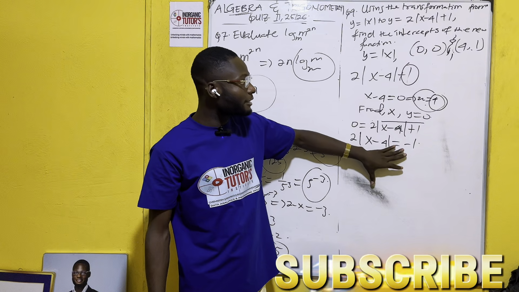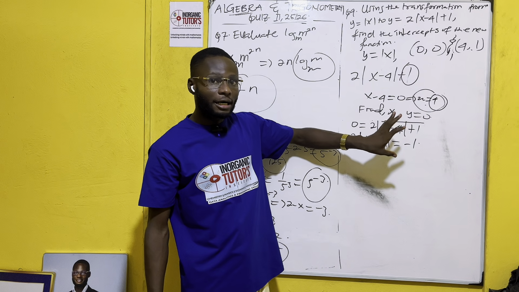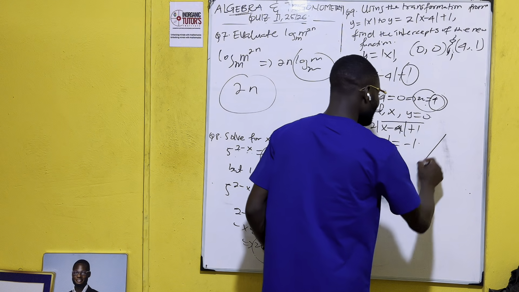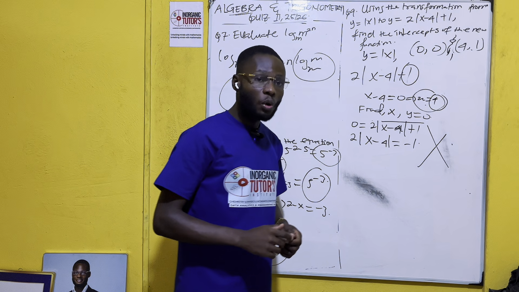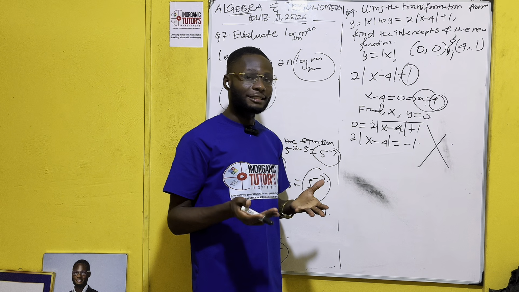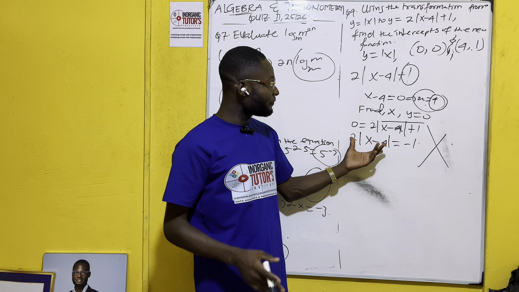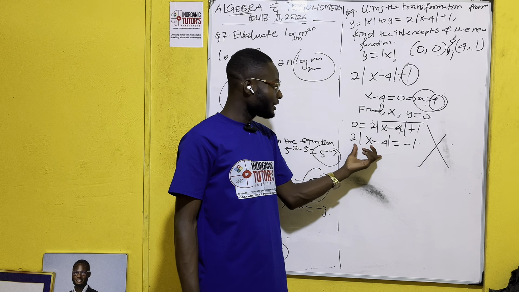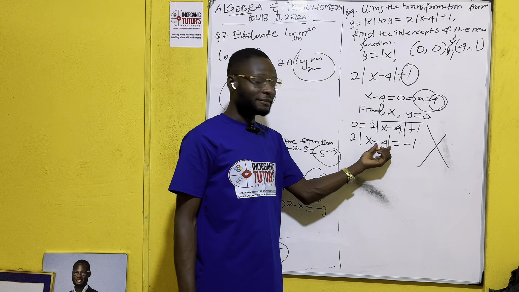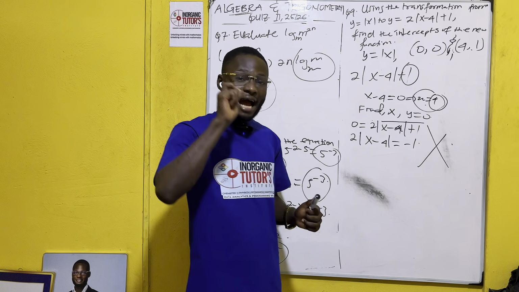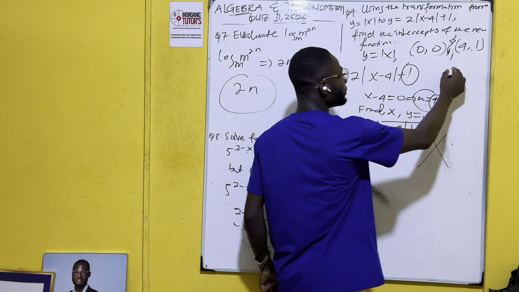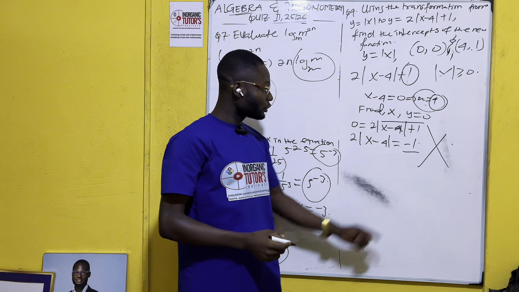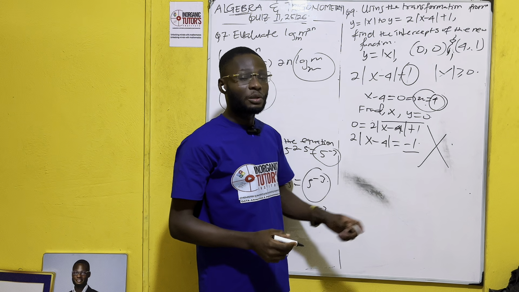Comparing this to the absolute value property, this is impossible. So there is no x-intercept. If you want to find the x-intercept, it is not possible, because if you equate y to 0, you have 2 times the absolute value of x minus 4 equals negative 1. And we said that the absolute value is supposed to be greater than or equal to 0, and this is less than 0. So finding the x-intercept will be impossible.